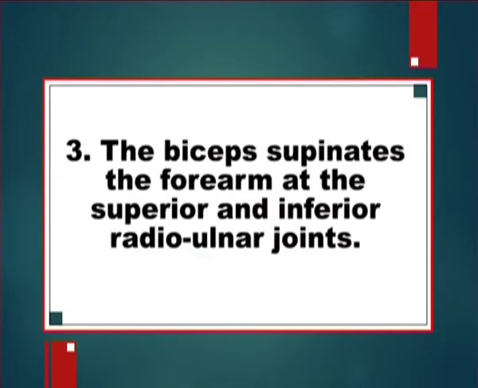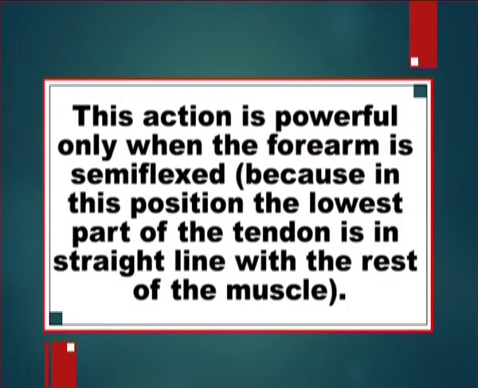The biceps supinates the forearm at the superior and inferior radioulnar joints. This action is powerful only when the forearm is semi-flexed, because in this position the lowest part of the tendon is in a straight line with the rest of the muscle.